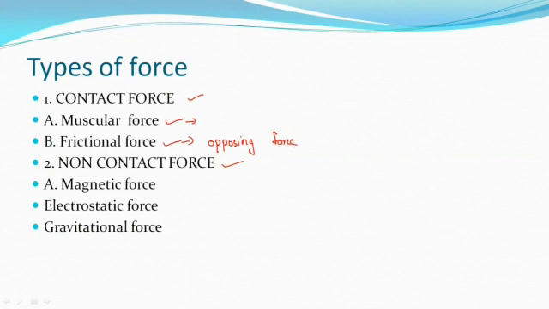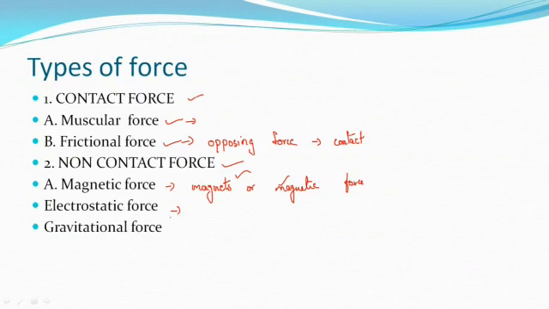So frictional force is an opposing force and it acts between the two surfaces which are in contact with each other. We have learnt many examples also. Now coming to the non-contact force, this is again divided into three types. One is the magnetic force. The force between two magnets, or a magnet and a magnetic material, or between magnetic materials is called magnetic force. Okay, magnets or magnetic materials.